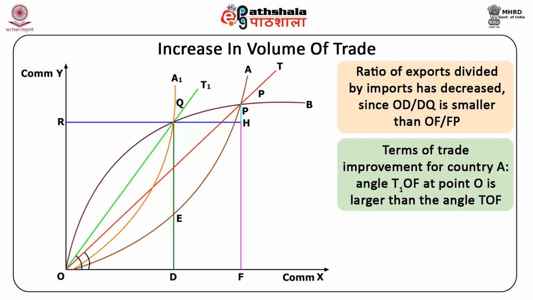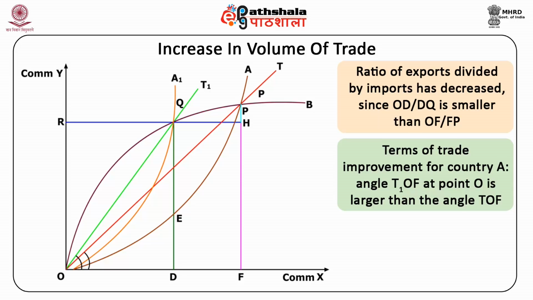The terms of trade improvement for Nation 1 is also seen by the fact that the angle T1OF at point O is larger than the angle TOF at the same point. This finally indicates that the post-tariff terms of trade for Nation 1 has improved as compared to the free trade situation.